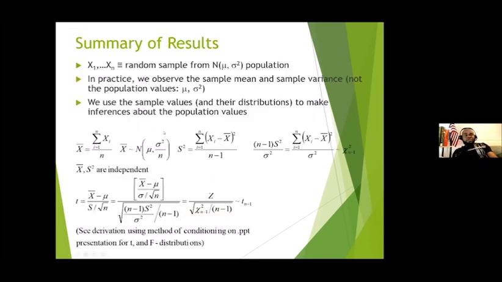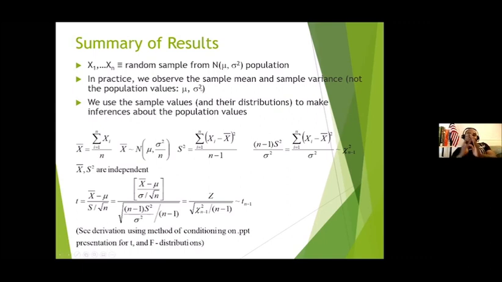In another video, before this, is the summary of everything. If x1 up to xn is from a normal distribution with mean mu and variance sigma squared, then in practice we observe the sample mean and sample variance, not the population values.